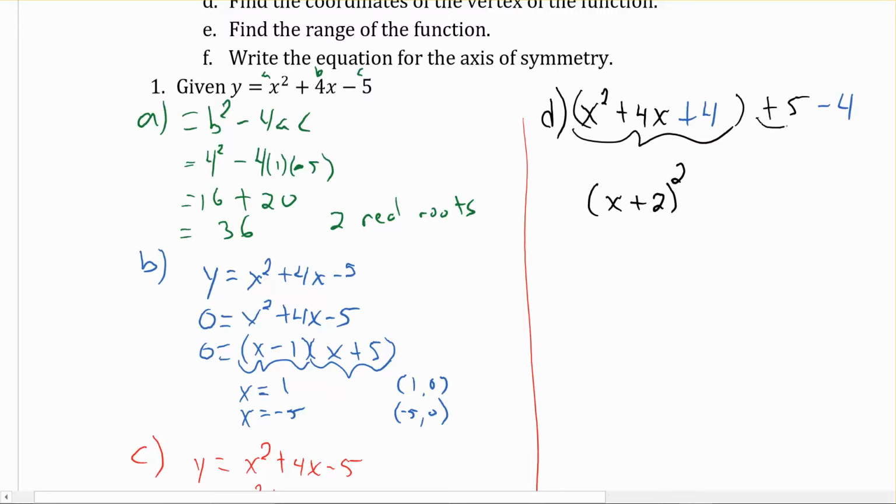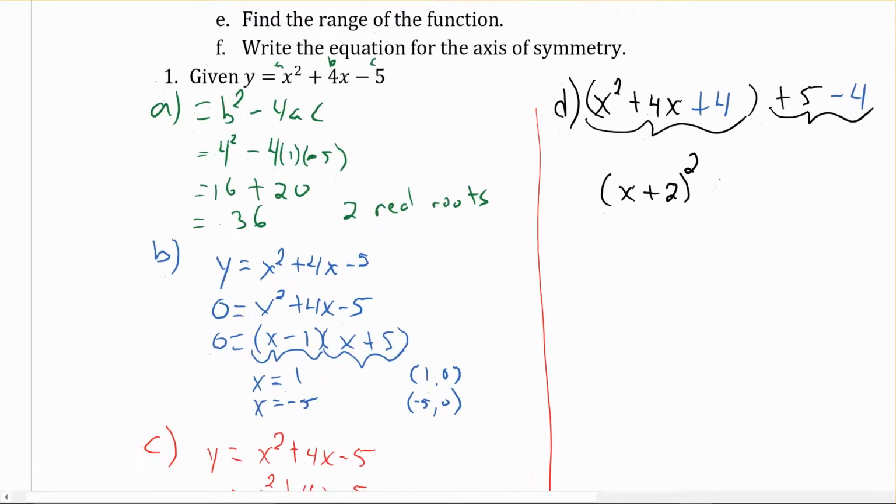And then I just have to add up what I have left here. So what I have left there is just 1, so plus 1. And I should have said y is equal to at the beginning of this. Y is equal to. Okay, so that's vertex format. And now all I have to do is just read right off the vertex format. So if I want my vertex, this is going to be my x value, but remember it's always the opposite of the sign that's being done for that.